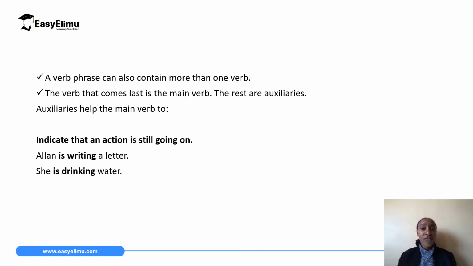And so these auxiliary verbs can help the main verb to indicate various things, and we are going to look at those things or scenarios. And the first one is that they can help the verb to indicate that an action is still going on. So as we speak right now, this action is still going on. For example, Alan is writing a letter. The word is there is used to show us that this action of writing is still going on. She is drinking water. Is is also an auxiliary verb, and it is showing us that this action of drinking, which is the main verb, is still going on.